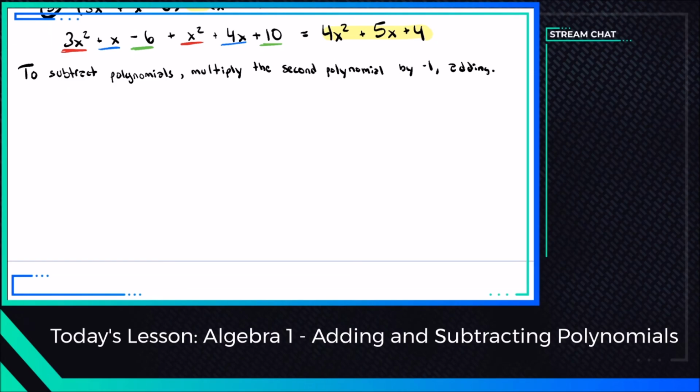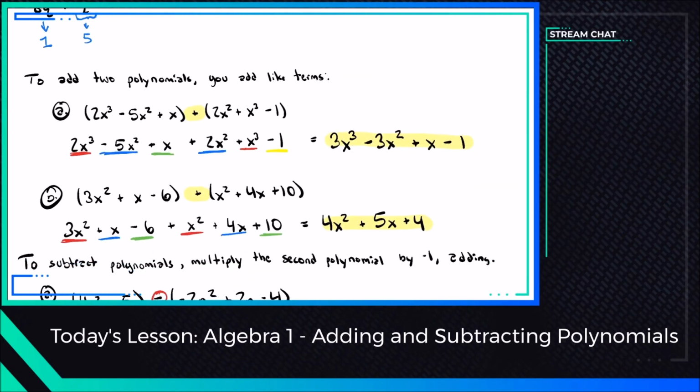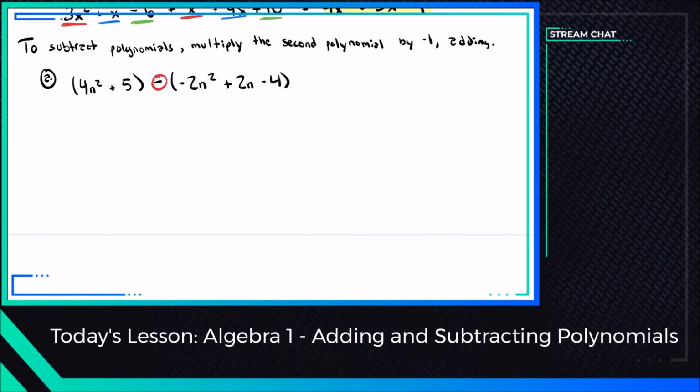So I think this is better seen straightforward as an example. So let's look at 4n squared plus 5 minus a negative 2n squared plus 2n minus 4. And so we can identify that in between these two polynomials is indeed a negative sign. The only thing different between these top problems is there's a plus sign. These bottom problems are going to be a negative sign.